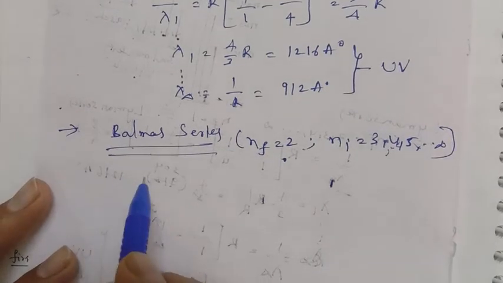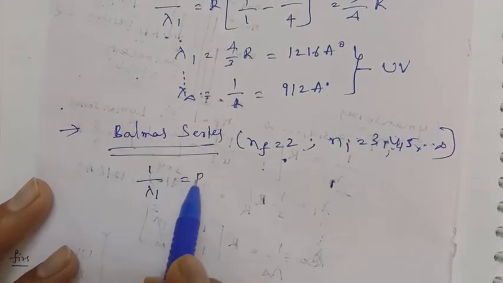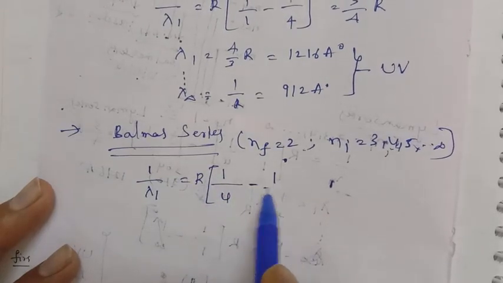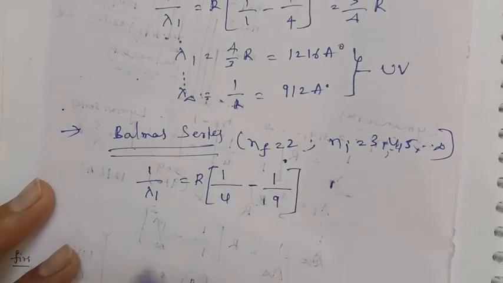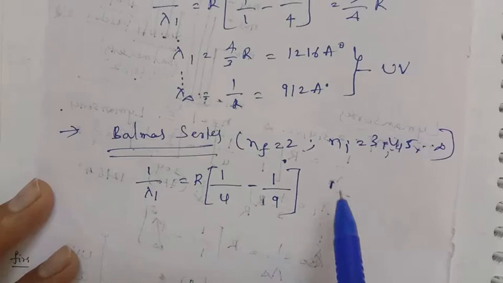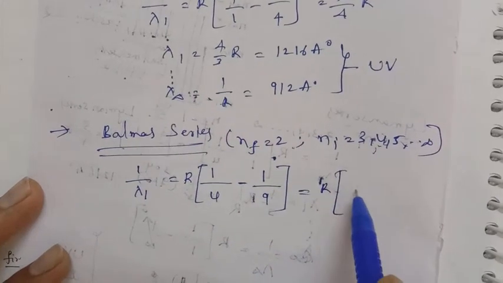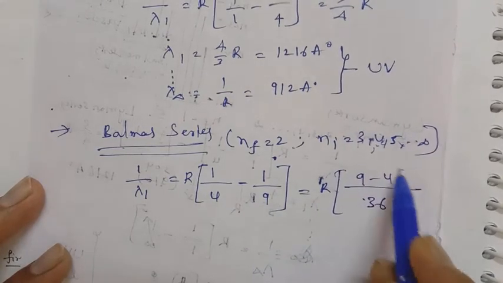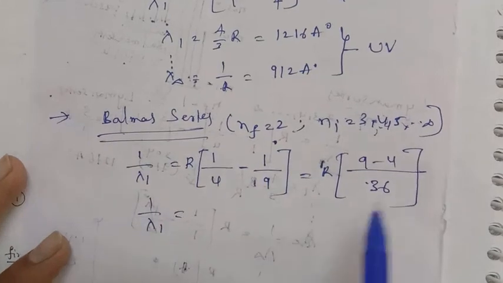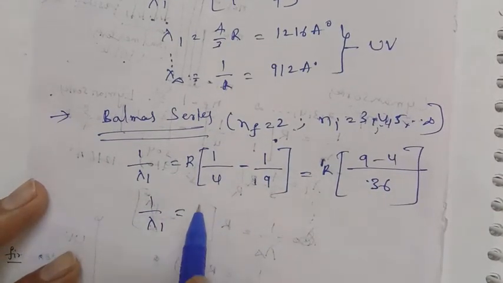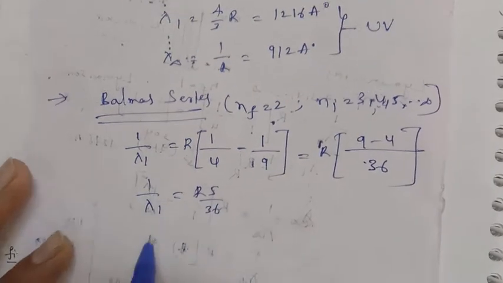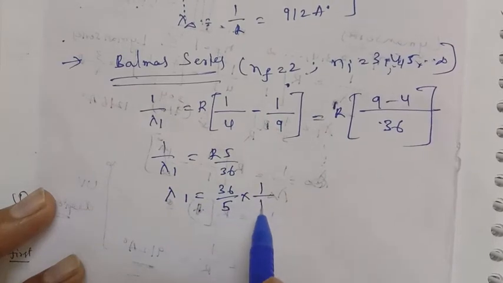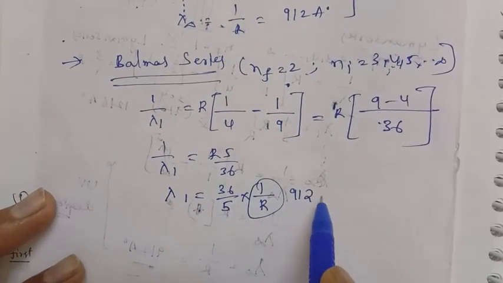So for the first wavelength, 1 by lambda 1 is equal to R into 1 by Nf square, which is 1 by 4, minus 1 by Ni square, which is 1 by 9. Then R into, what is the LCM of 4 and 9? 4 nines are 36, 9 minus 4. Then 1 by lambda 1 is equal to 5 by 36 R. Then lambda 1 is equal to 36 by 5 into 1 by R. 1 by R is equal to 912 angstroms.